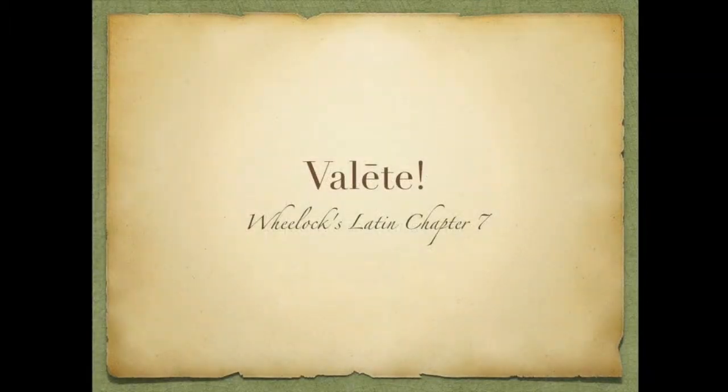So in this chapter, we were introduced to third declension nouns, so more forms to memorize. As we get into the next chapter, we're going to learn third conjugation verbs. So until we meet again, valete.